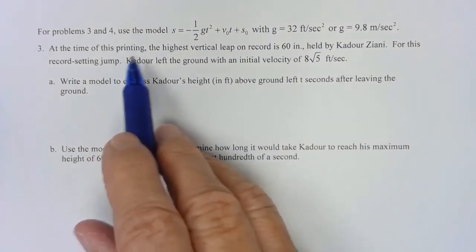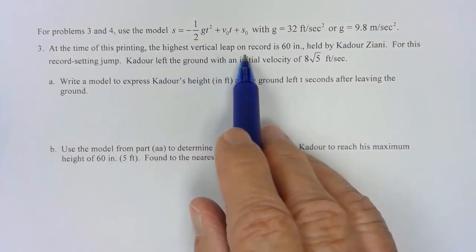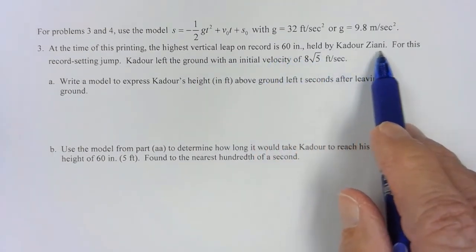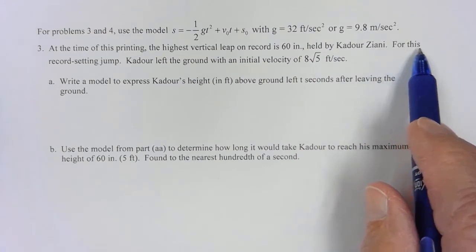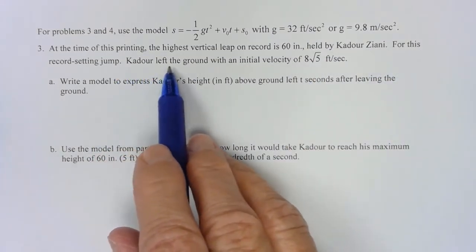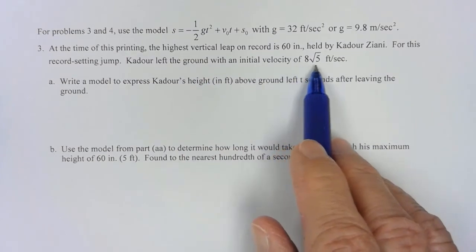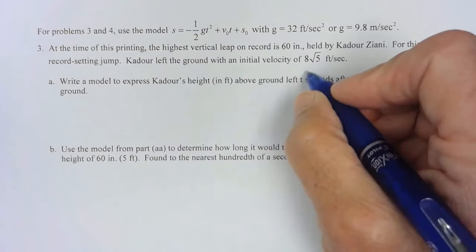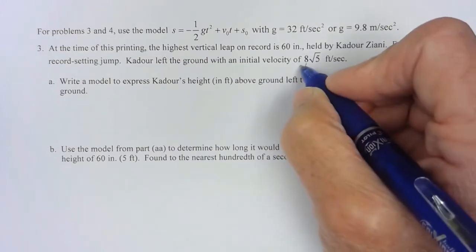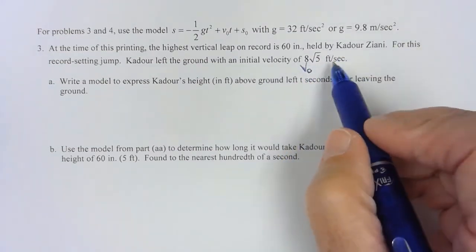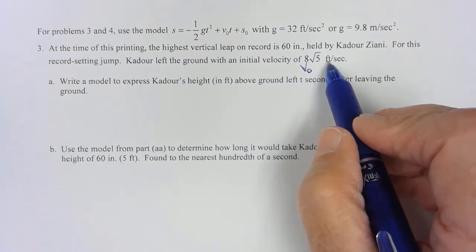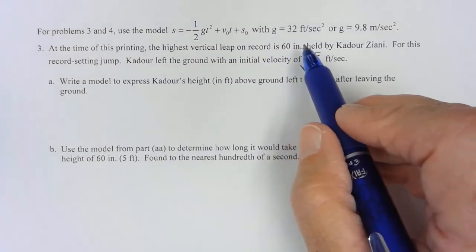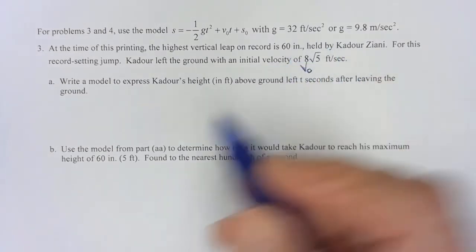So at the time of this printing, the highest vertical leap on record is 60 inches, held by Quadratic. For this record jump, Quadratic left the ground with an initial velocity of 8 times square root of 5 feet per second. So that's going to be my v sub 0. Now if you'll notice, this is in American units. I've got feet here, inches here. All of this must be with respect to feet, so we'll worry about that in just a second.